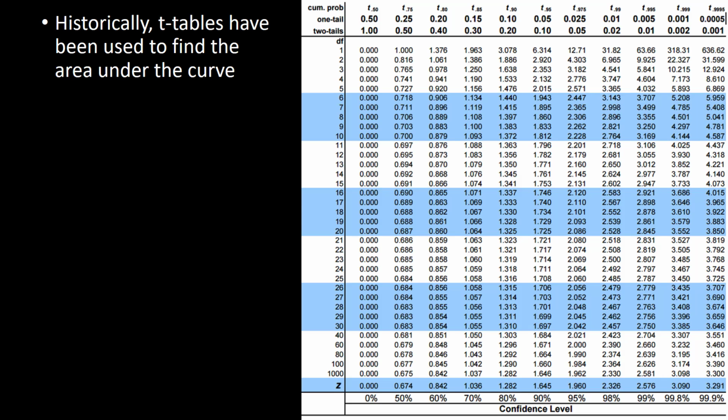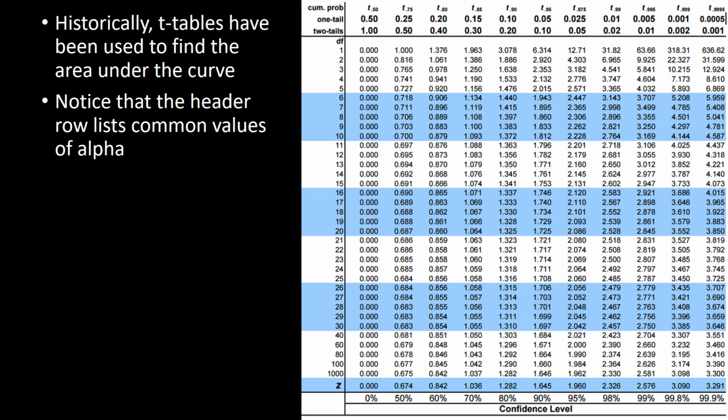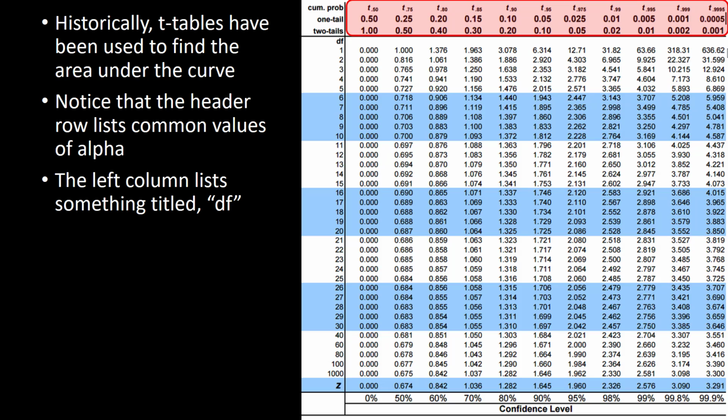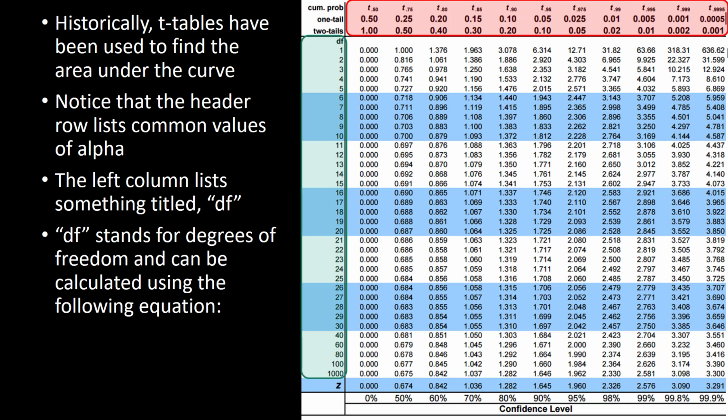Historically, t-tables have been used to find the area under the curve. Let's take a closer look at the t-table that's being shown here. Notice that the header row lists common values of alpha. Also notice that there are two rows. There is a one-tail row and a two-tail row. If we are working with confidence intervals, remember we're always going to be using this two-tail row. The left column lists something titled DF. That stands for degrees of freedom and can be calculated by degrees of freedom equals n minus 1, where n is the sample size.